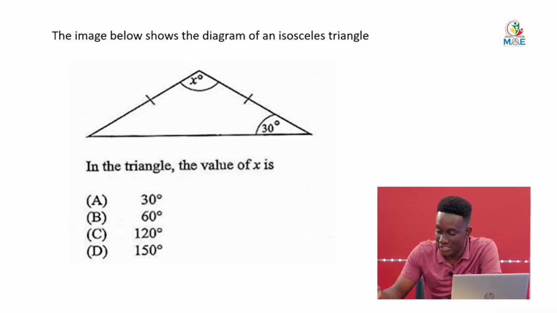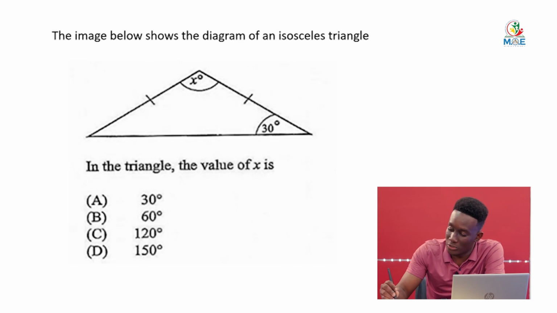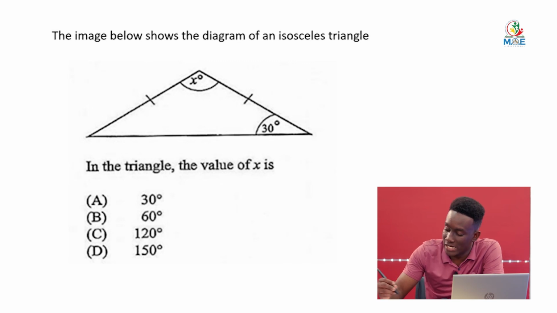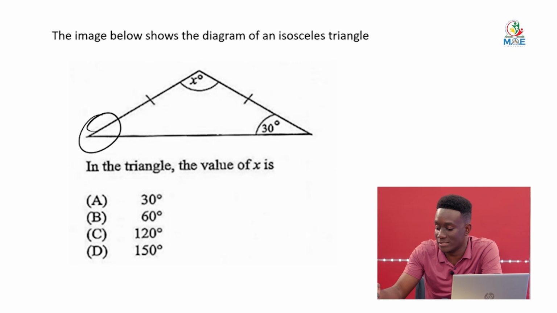The next question says, the image below shows the diagram of an isosceles triangle. In the triangle, the value of x is, so they want the value of x. We're talking about an isosceles triangle. We know for an isosceles triangle, two sides are equal and also two angles are equal. So these two sides here are equal, and also these two angles are equal. If here is equal to 30, that means here will also be equal to 30 degrees.